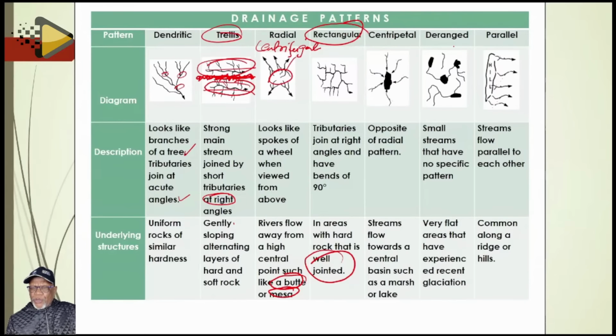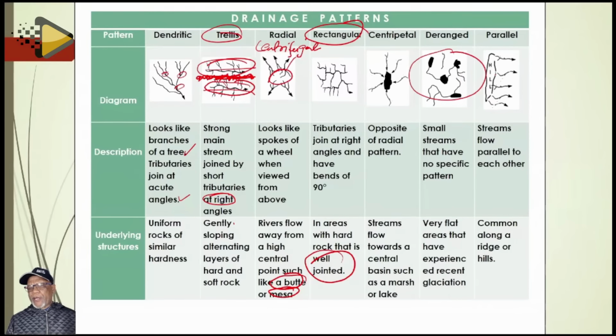And then what do we have here? We have the ranged pattern. The ranged pattern, like the name says, doesn't have a definite pattern. The streams flow in and out of lakes. It is usually found where there has been glaciation, which is the moving ice or flowing ice. So that is where it is usually found.